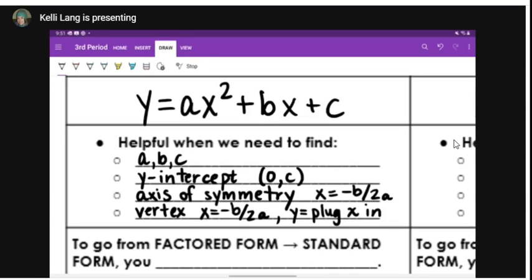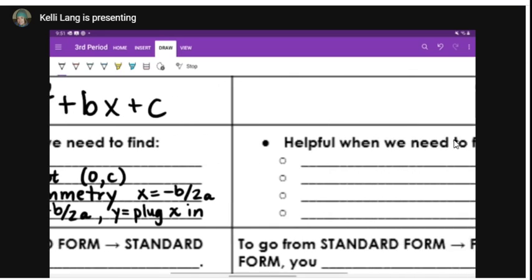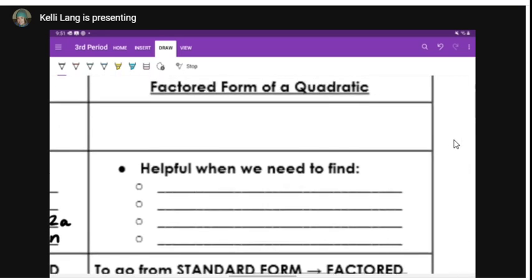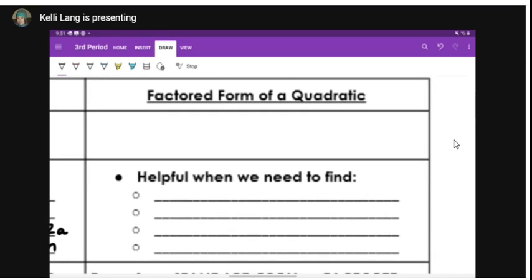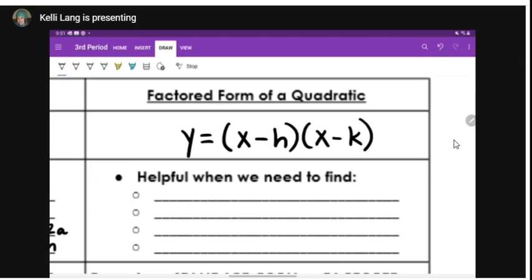Now let's look over at the right and talk a little bit more about the factored form. The factored form of a quadratic equation is usually written like this: y equals (x minus h)(x minus k). So we've got two sets of parentheses, and inside each set of parentheses is a factor. These two factors are being multiplied together.